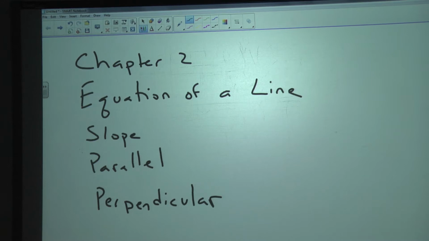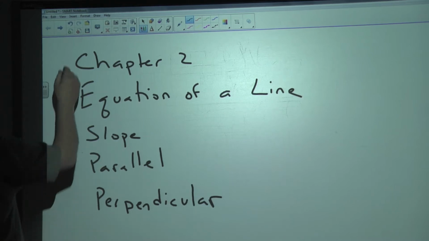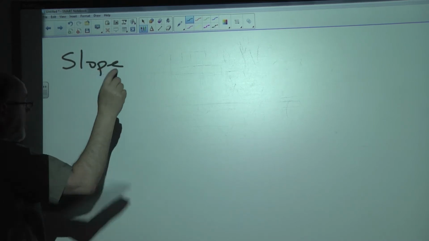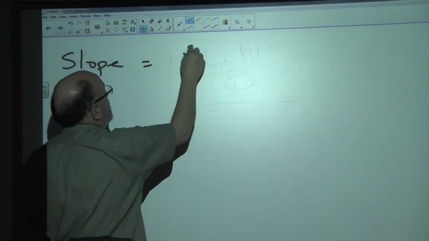Right. So this lecture will cover chapter 2, in terms of the equation of a line, slope, parallel, and perpendicular lines. So first off, in regards to slope, slope is given to be rise over run.